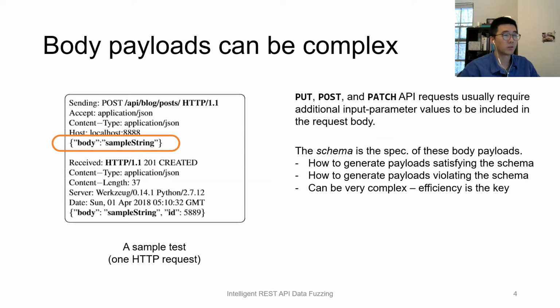Stateful fuzzing focuses on producer-consumer dependencies and generating the sequence, but in each request, it sometimes requires a body payload. The body payload is used to provide parameters, values, or some additional inputs, and it can be very complex at some point. So in this work, we focus on how to efficiently generate different kinds of payloads to further explore more vulnerabilities. Specifically, we will study how to generate payloads that satisfy the schema, the spec of the payloads, as well as generating payloads that violate the schema.